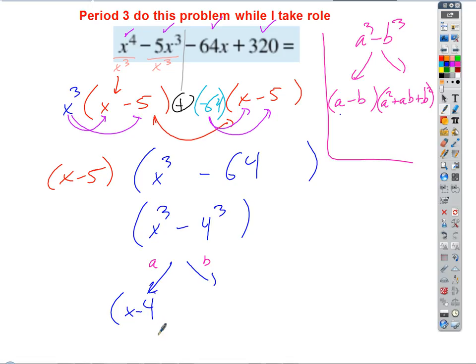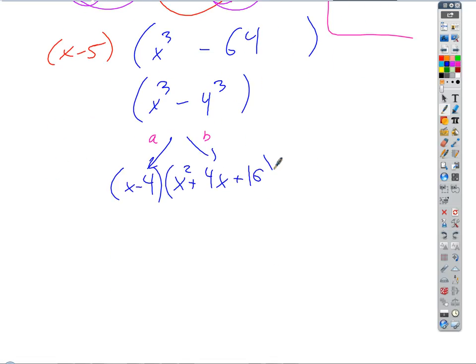But it's the same pattern, right? x minus 4, good. Then x squared, plus x times 4, so that'd be just 4x. And then plus 4 squared, which is 16. So there it is. That's what the difference of cubes pattern gives us for that factor, and then don't forget out front, we've got our x minus 5. And we're done, right?